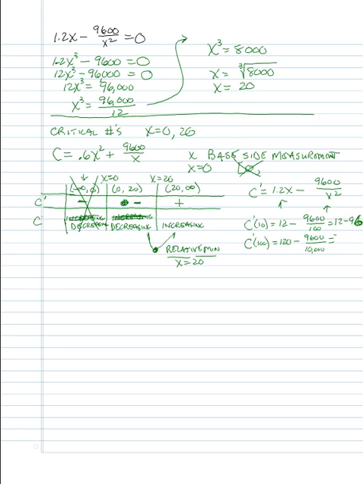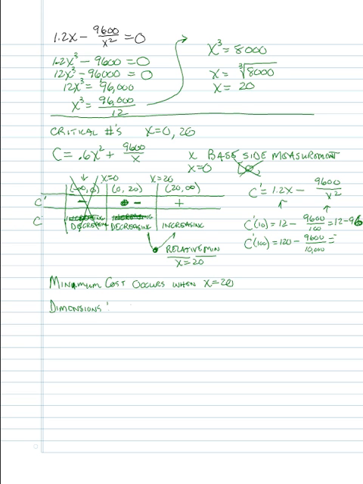Okay, so what we found out is the minimum cost occurs when x is 20. Now, what's our original problem? Our problem is to find what the minimum cost is, and we also need to know the dimensions that create that minimum cost. So let's talk about first the dimensions.